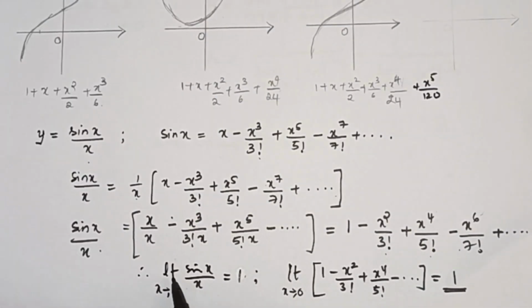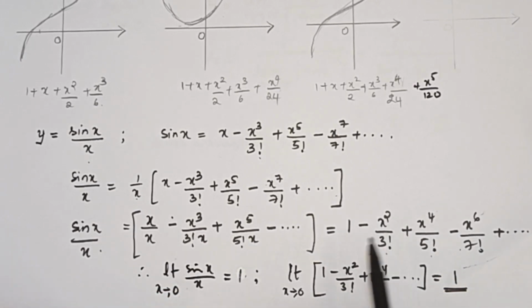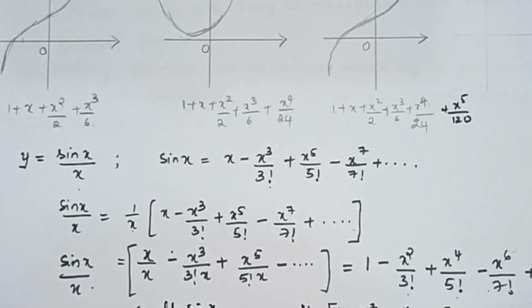Now we know that limit x tends to 0, sin x by x is equal to 1. Therefore, using the expression for sin x by x in terms of polynomials, this limit can be evaluated more easily. You see here, limit x tends to 0, sin x by x is nothing but this polynomial. So when you apply the limit x tends to 0, this gives you 1 minus 0 by any value, it is 0. Therefore, all these terms will vanish, and the result is equal to 1. So this is the importance of using power series.